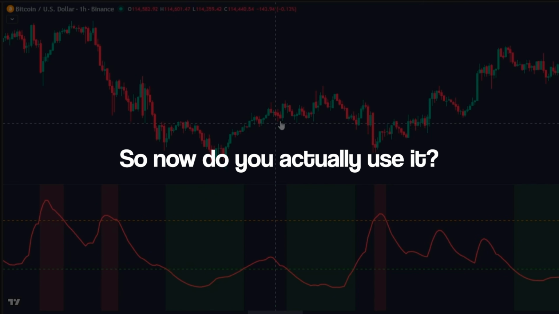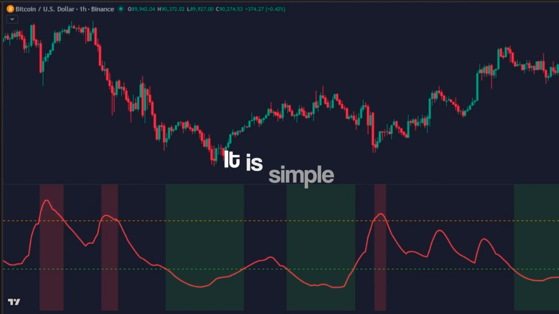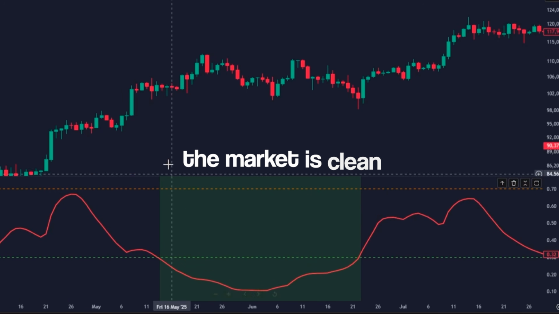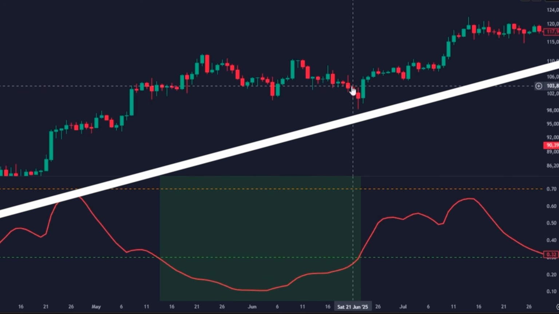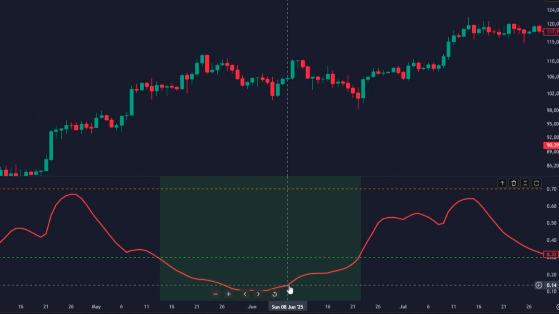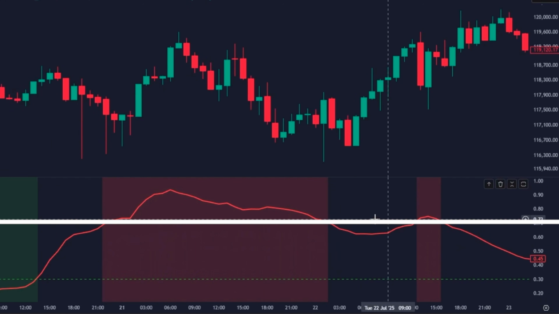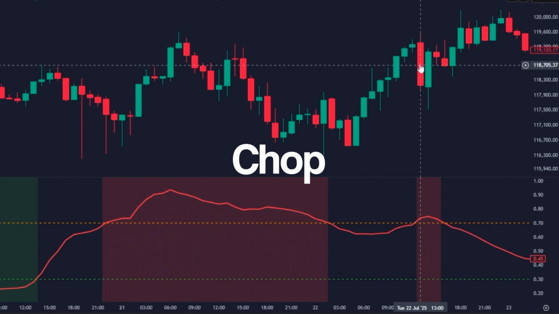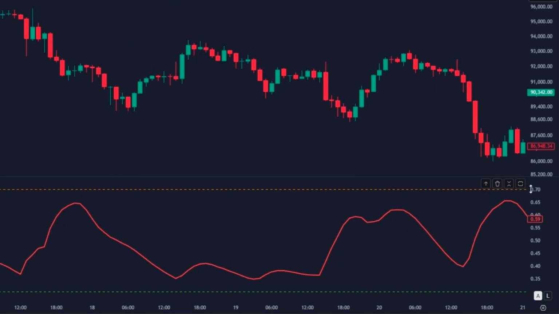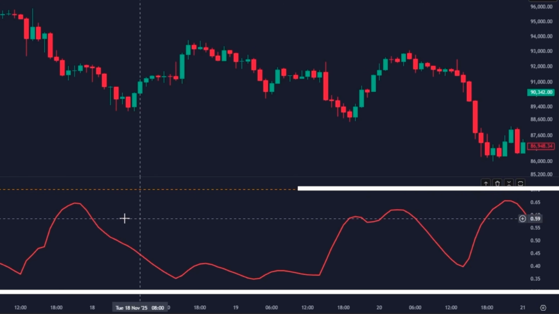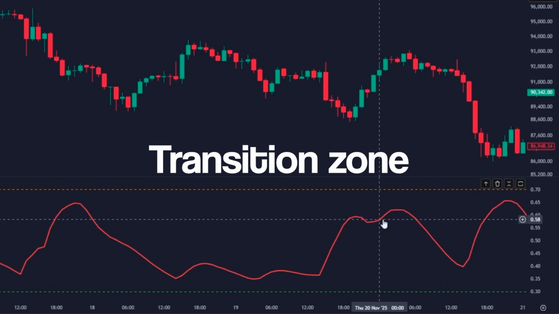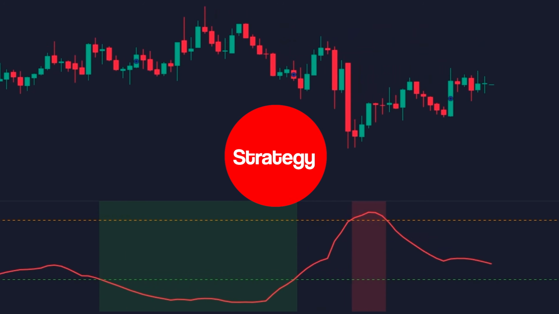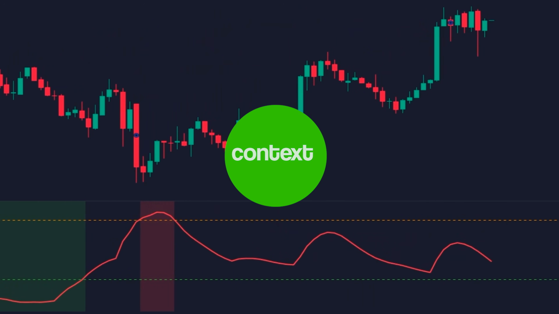So now, how do you actually use it? It is simple. When the index stays below 0.3, the market is clean. Trend following and breakout systems tend to perform better. When it rises above 0.7, the market becomes unstable. This is where fakeouts, chop and stop hunts dominate. And between 0.3 and 0.7, you are in a transition zone, caution territory. And of course, this means the indicator is not a strategy, it's a context filter.